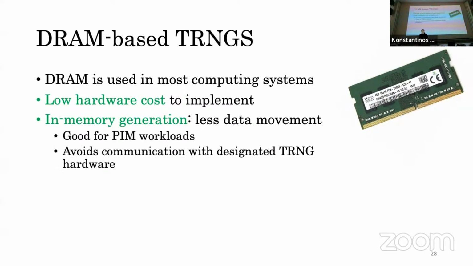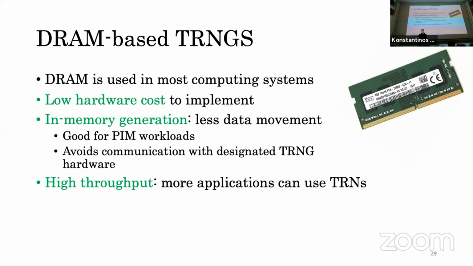Anyways, also that would enable in-memory true random number generation, which would lead to less data movement. It is also optimal for processing in-memory workloads, and it would avoid communication with designated true random number generating hardware. Additionally, true random numbers at high throughput would be great since they would allow more applications to use true random numbers on commodity machines.